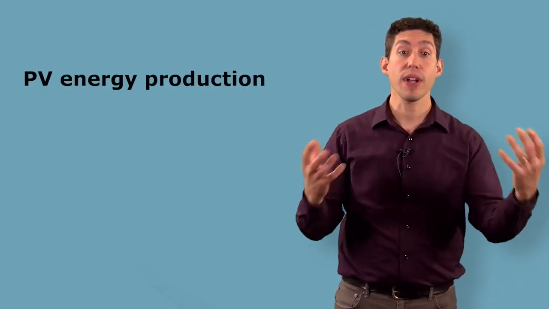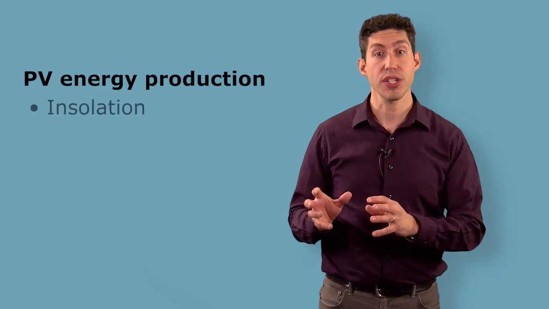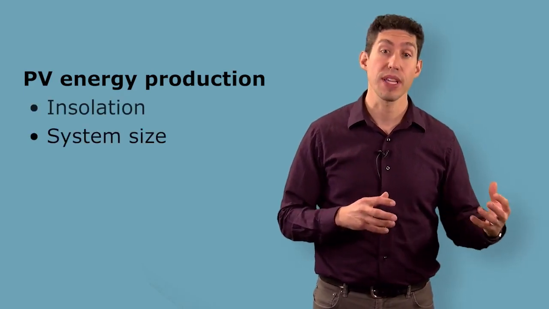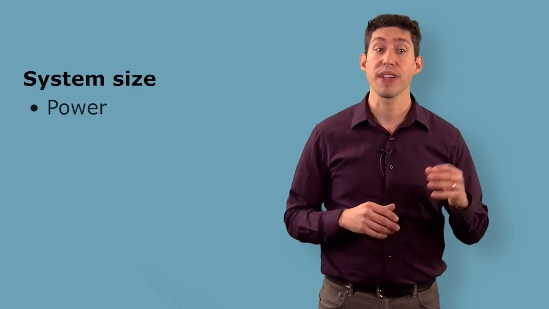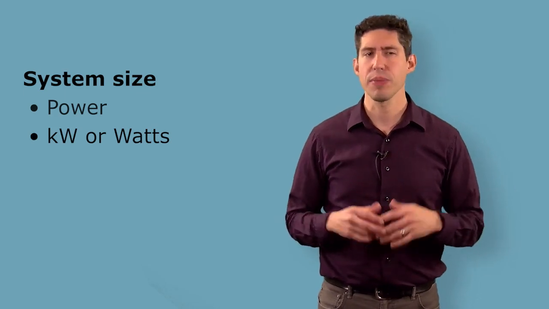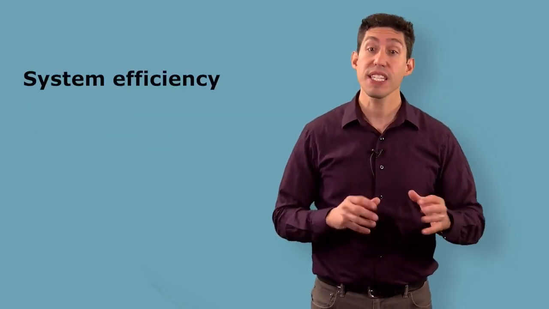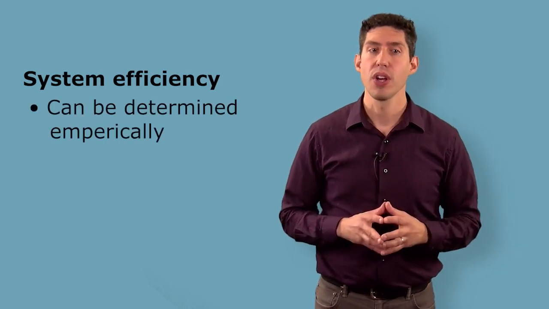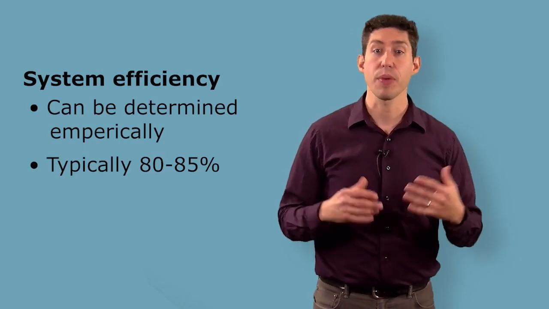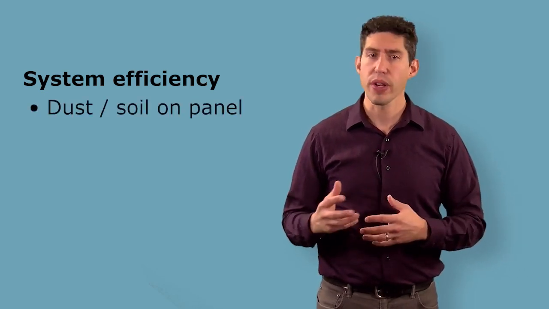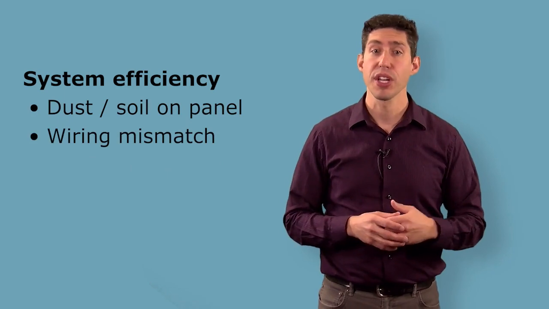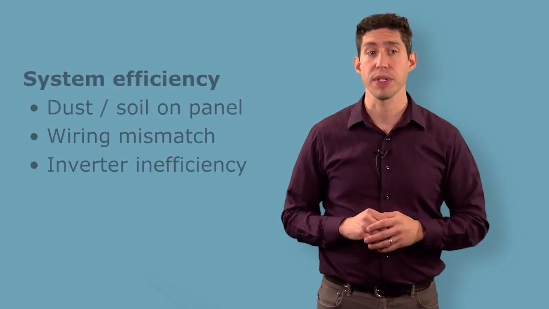To determine the photovoltaic energy, we have to consider that the electrical output is a factor of the insolation, the system size, which is how big the photovoltaic module is, and the overall system efficiency. The system size is typically given in power units of kilowatts, although an individual panel might just be rated in watts. The system efficiency can be determined empirically, although it's usually around 80 to 85%, which includes things like dust, soil on the photovoltaic panel, wiring mismatch, inverter inefficiency, and a few other items.